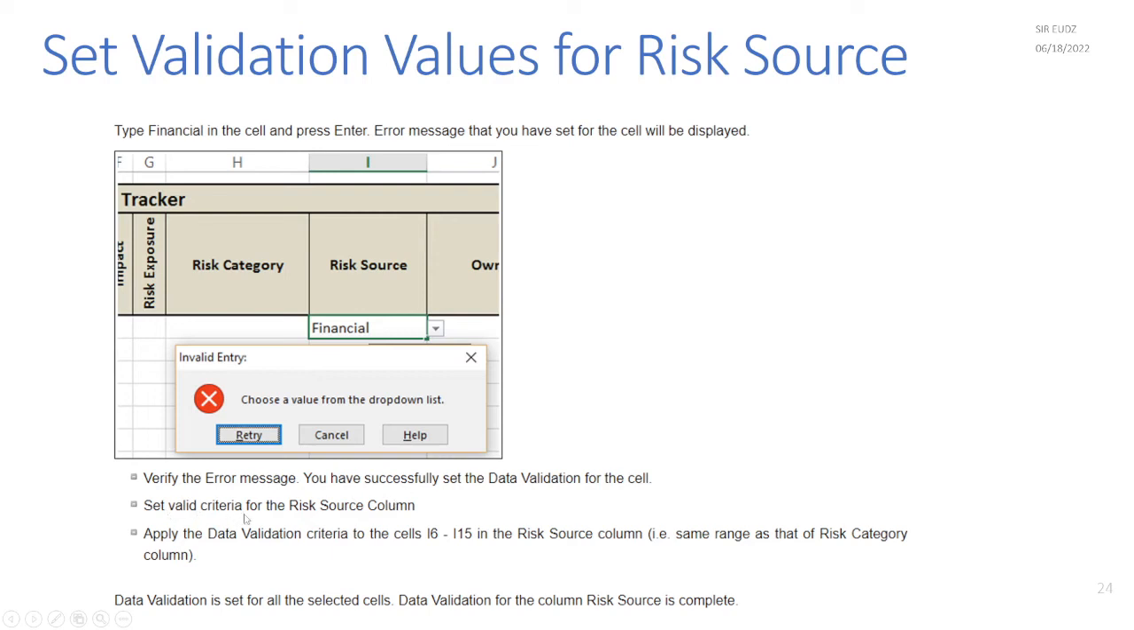Set a valid criteria for the resource column. So apply the data validation to cells I6 to I15 in the risk column, the same range as that of the risk category column. Now data validation is set for all the selected cells. Data validation for the column risk source is complete.